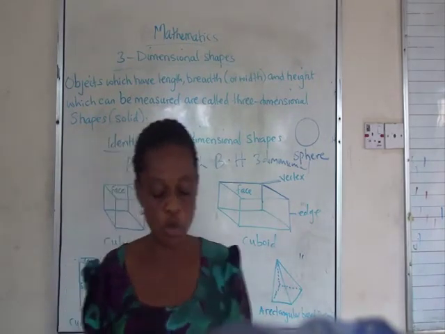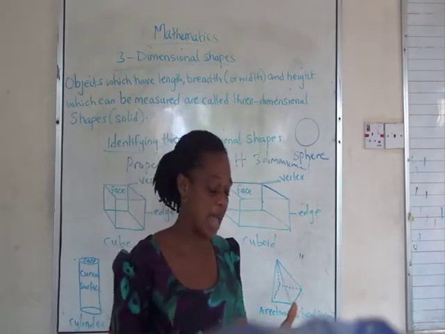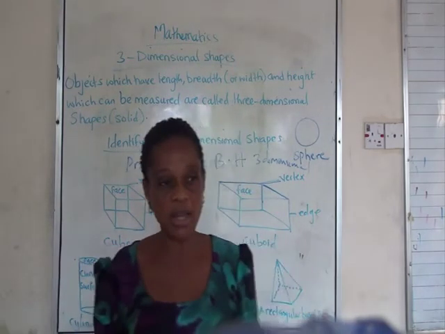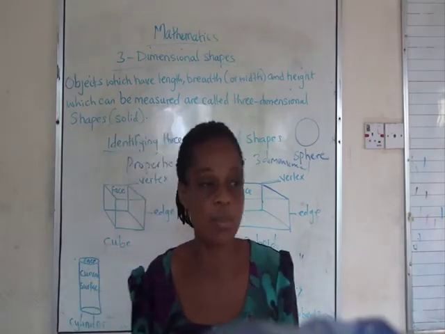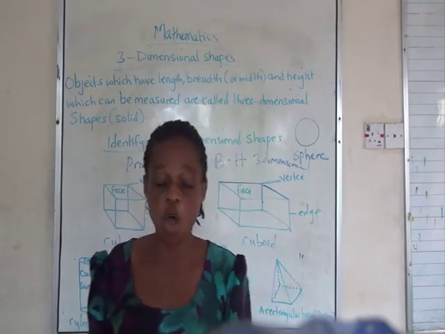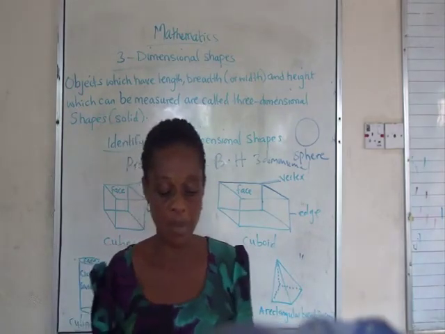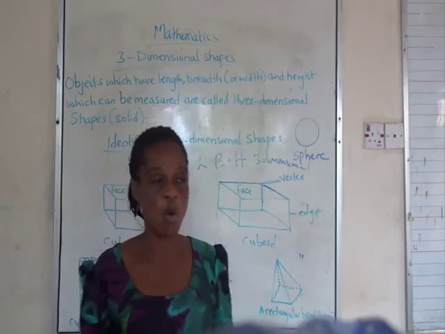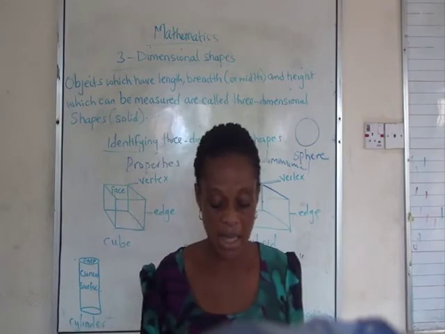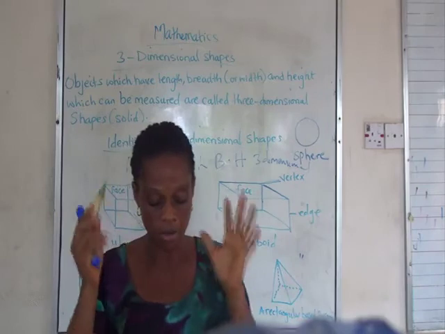So with this, you'll be able to identify what a 3-dimensional shape is. It has length, breadth, and height. We talked about the pyramid, that there are 2 types, the rectangular base pyramid and the square base pyramid. The faces of the pyramid tell you the name of the pyramid. And we talked about the sphere, which is the ball, the ping pong, the globe, anything that is circular. It has no edge, no vertex. It only has a round face.